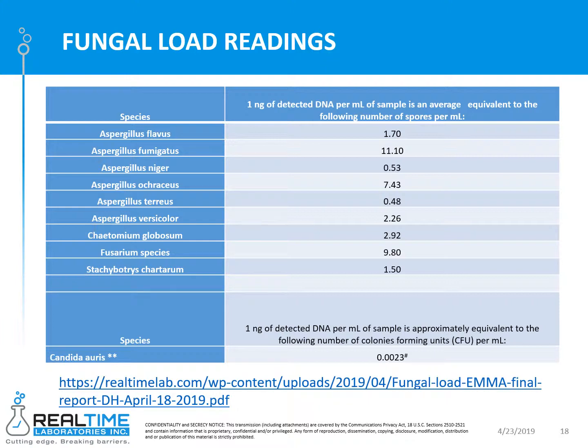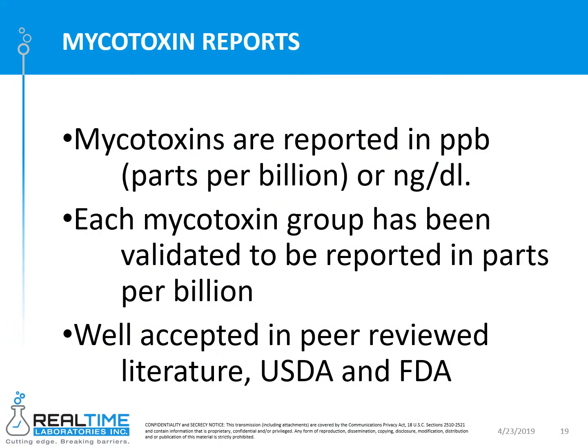understand, we explain this even more in greater detail, and we have a number of endnotes on it as well. So, you're welcome to call us at any time to discuss that. So the mycotoxin reports, as we've talked about before, are reported in parts per billion or nanograms per deciliter. Each mycotoxin group has been validated to be reported in parts per billion. This is well accepted in the peer-reviewed literature and in USDA or FDA policies.